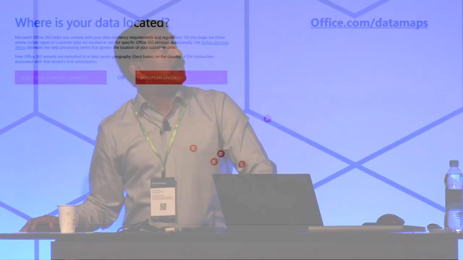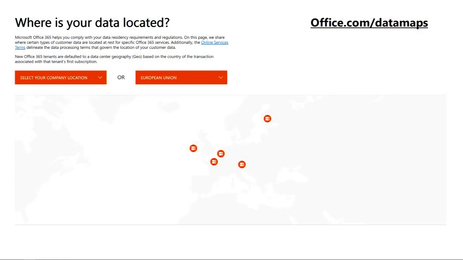One tool is called the data allocation map. This is available at office.com/datamaps. You can select which region you belong to. You can select the European Union here. Then you can see these different dots indicating that these are 5 data centers within the European Union. You can select all other regions. And if you scroll down on this page, you can see different workloads. For example, in the case of Exchange, SharePoint, and OneDrive, the data is going to be in this European Union.